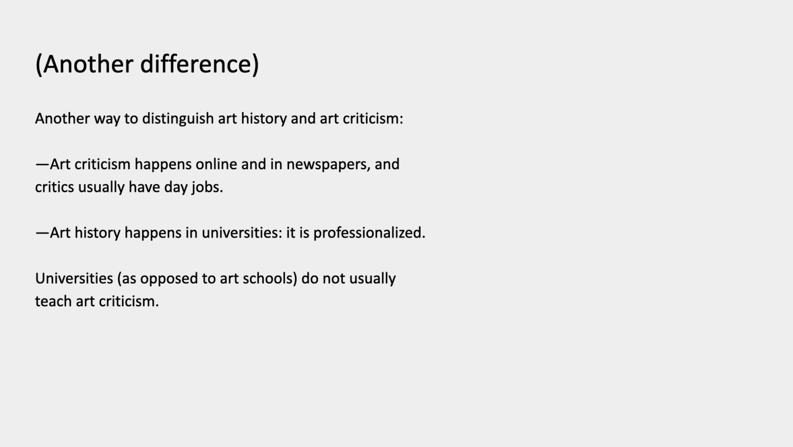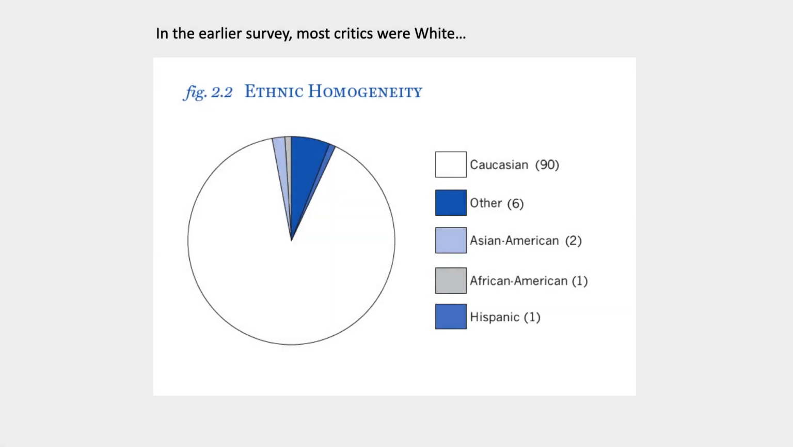For that, you have to come to art schools and art academies, where you can get classes which are called with names like criticum practicum, practical criticism. And the reason for that is that universities have philosophy departments and art history departments. In other words, art theory and art history are institutionalized in universities, but art criticism is not. So back to the surveys.